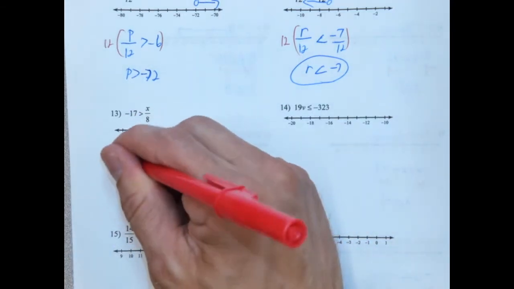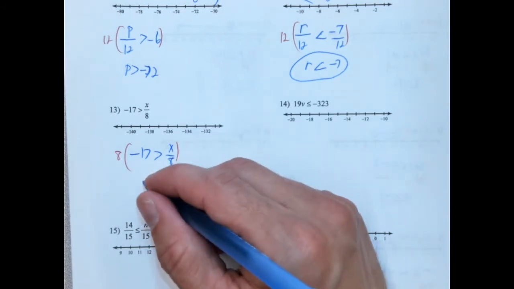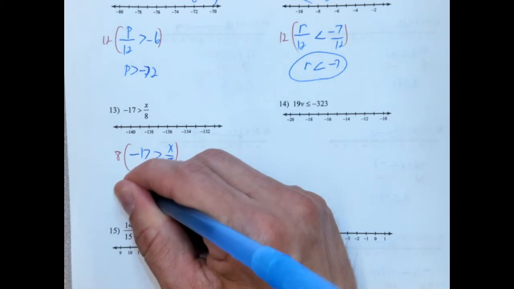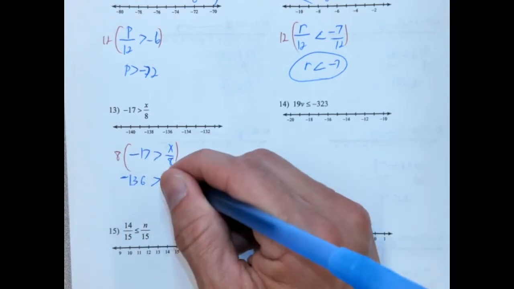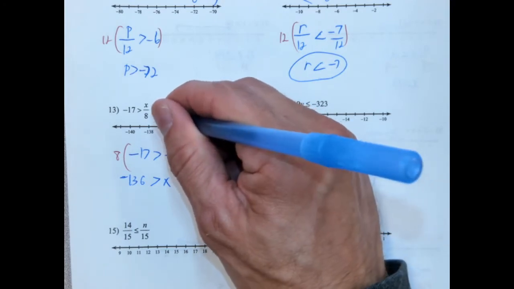So multiply by 8, and let's see, 56, carry the 5. 5 plus 8 is 13, so 136 negative. So negative 136 is greater than x. So it means x is less than, going that way.